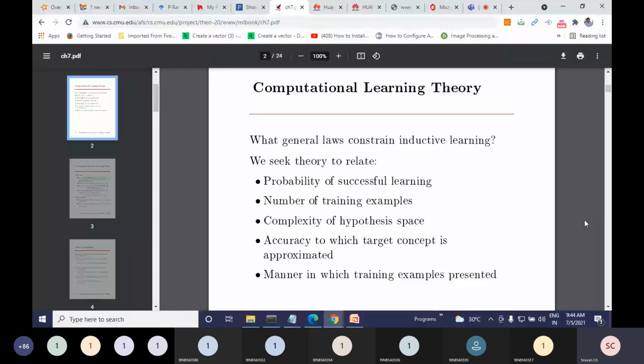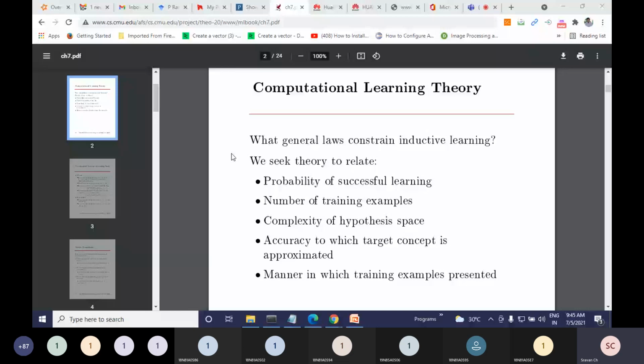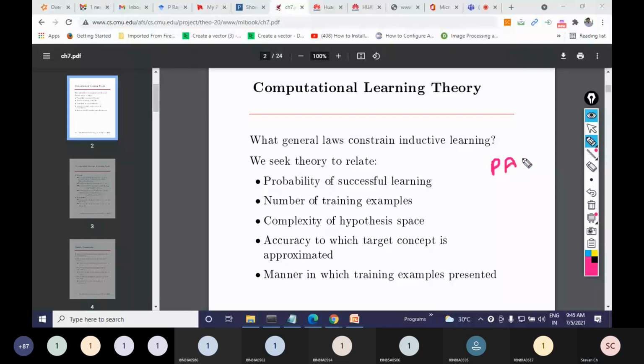So to answer these important issues, we seek the support of computational learning theory. And under computational learning theory, we will get these two important topics. One is PAC learning, probably approximately correct. So under computational learning theory, we will be discussing these two important techniques. One is called PAC, another one is called VC dimension.